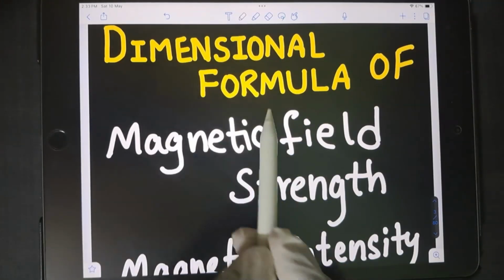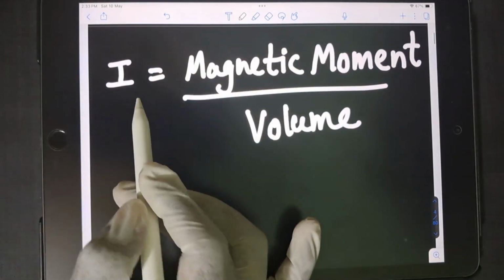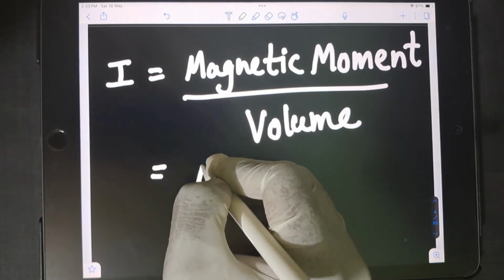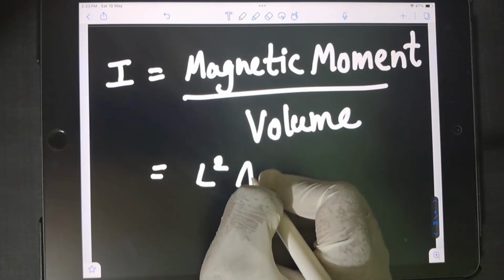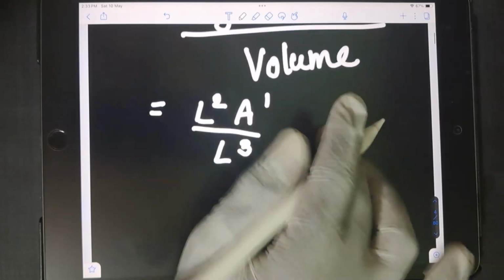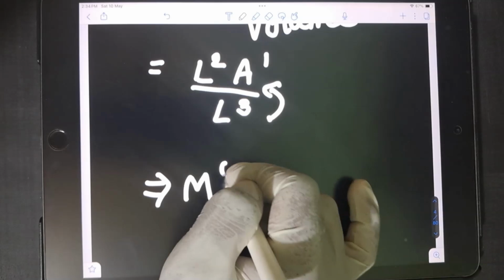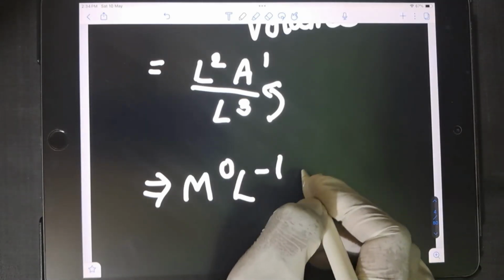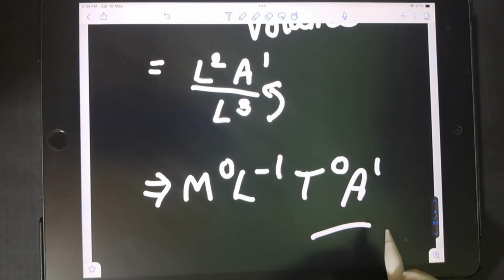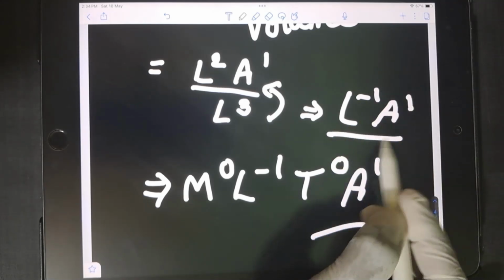To find the dimensional formula of magnetic field strength, magnetic intensity and magnetic moment density, the formula is the same. I is equal to magnetic moment by volume. Magnetic moment is L^2 A^1, by volume, which is length into breadth into height, L cube. So on cancellation of length, we get M^0 L^-1 T^0 A^1. The dimensional formula of magnetic field strength is M^0 L^-1 T^0 A^1.